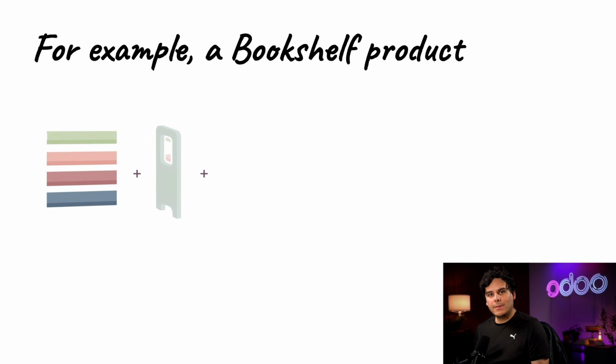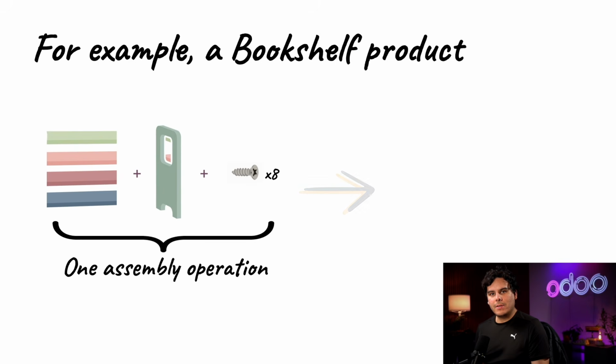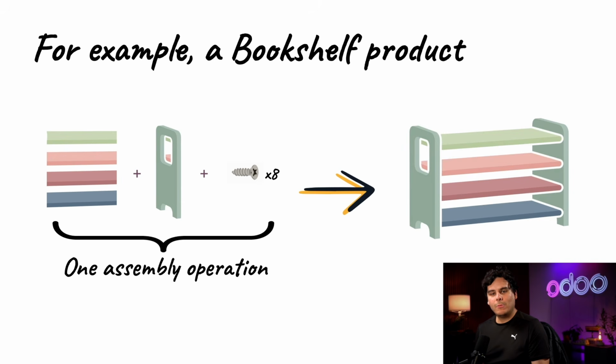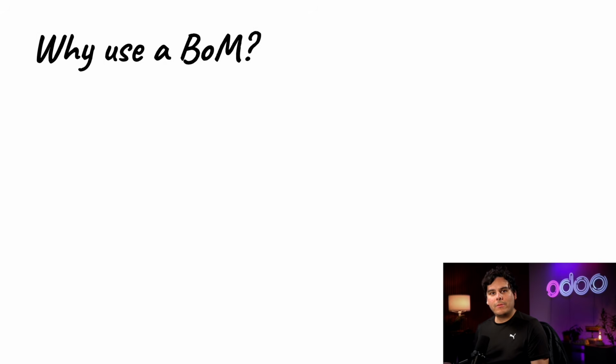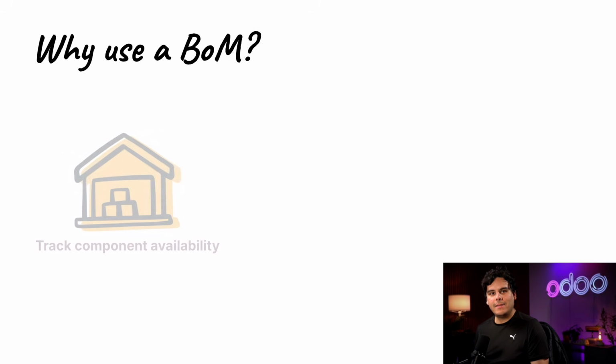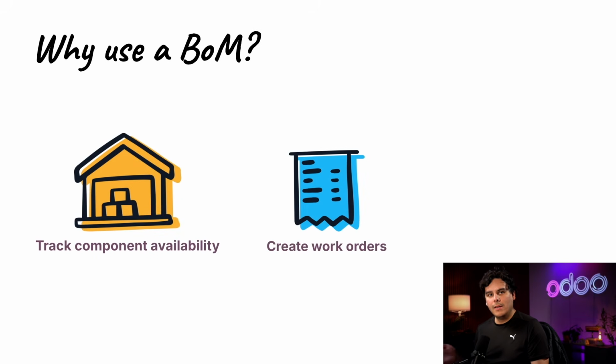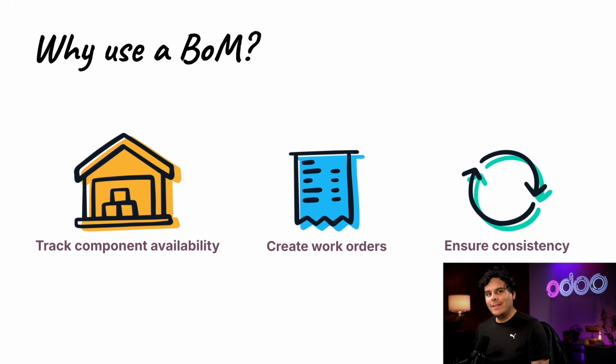Take our bookshelf product over here, for example. To assemble our bookshelf, we need four shelves, two side panels, and eight screws. Putting all of that together requires one assembly operation carried out at our assembly line work center. Documenting all that information in a bill of materials makes it easy to track component availability, create work orders, and ensure consistency in the manufacturing process. I need to create a BOM for our bookshelf. So, enough chit chat. Let's dive into our Odoo database and see all the basics of setting up a bill of materials.